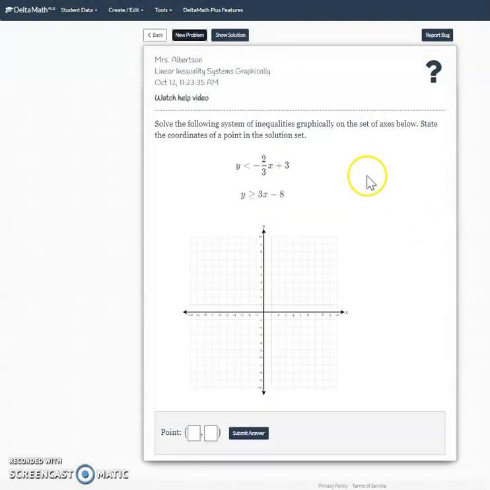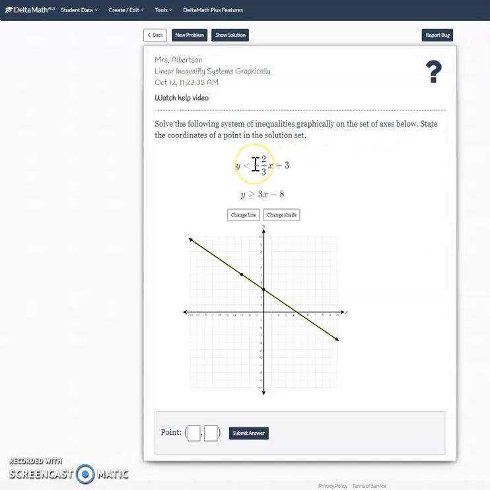All right, this one, first line, -2/3 x plus 3. So I'm going to put these on the coordinate plane and then state a solution. I'm starting at 3. Slope is negative, so I need to go to the left. I need to rise 2 and run 3. So let's just double check that I did that correctly. I think that looks good.